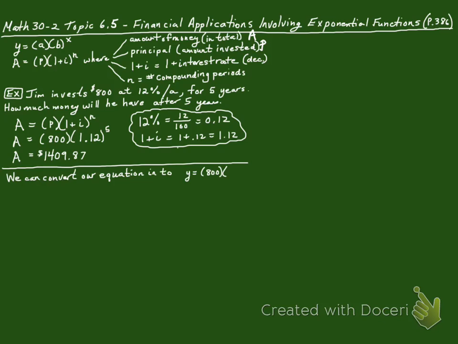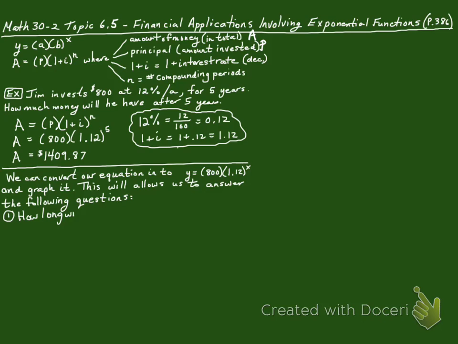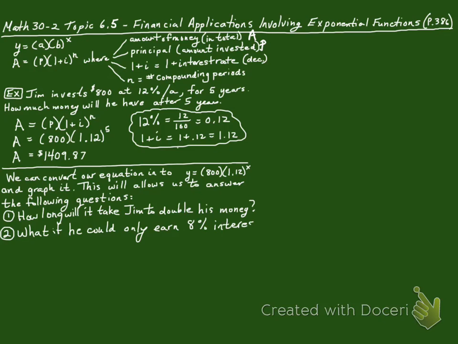Now we can convert our equation into y equals 800 times 1.12 to the power of x, and then graph it. This is going to allow us to answer a lot more questions about what's happening when. How long will it take for Jim to double his money? That means how long is it going to take for it to grow from $800 to $1,600?